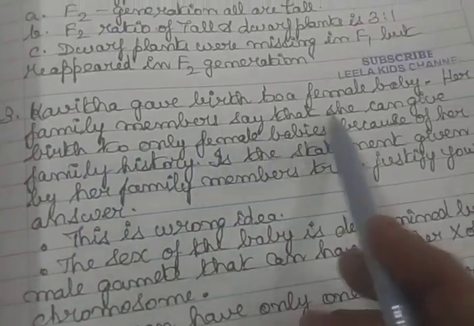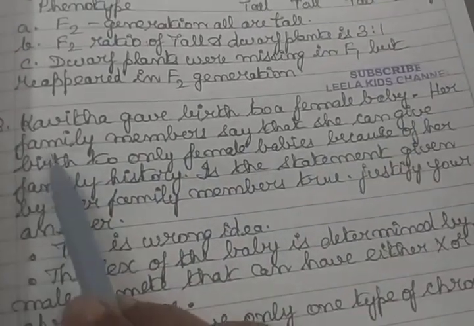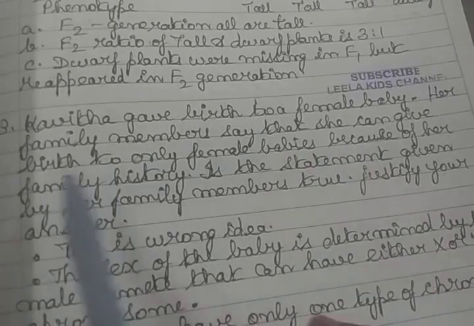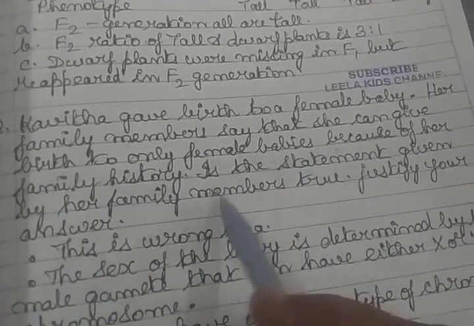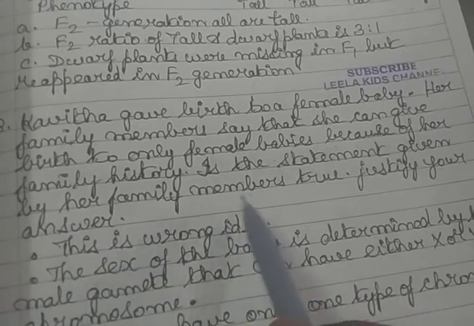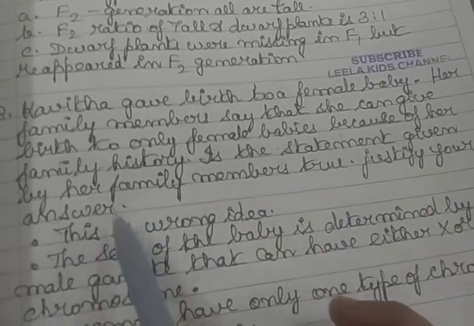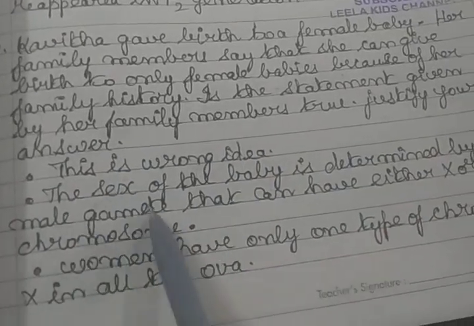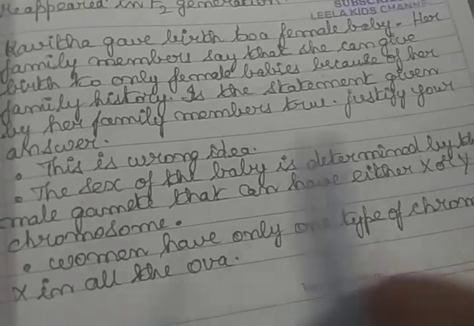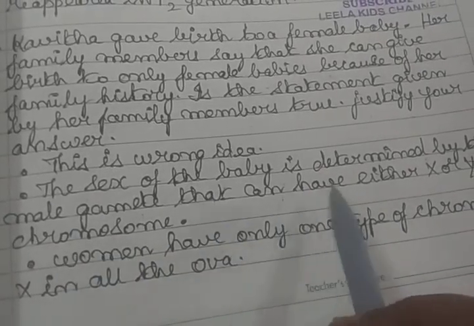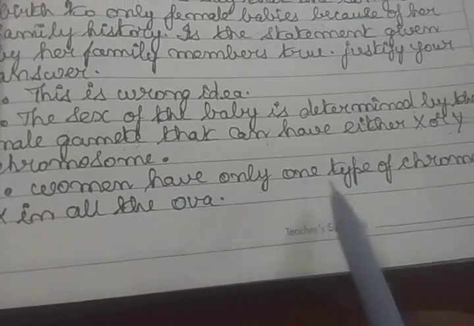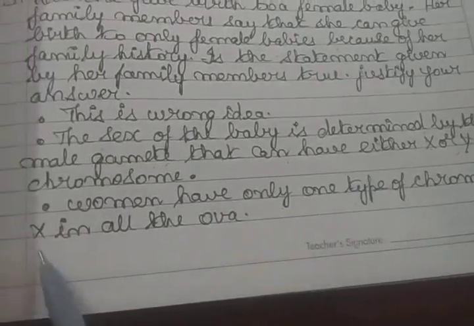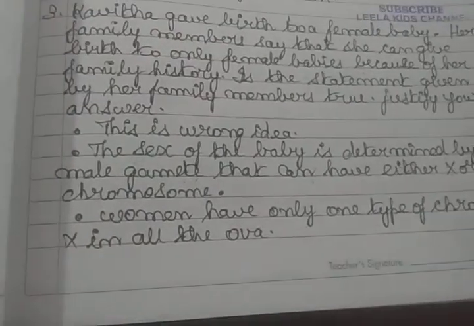Kavita gave birth to a female baby. Her family members say that she can give birth to only female babies because of her family history. Is the statement given by her family members true? Justify your answer. This is a wrong idea. The sex of the baby is determined by the male gamete that can have either X or Y chromosome. Women have only one type of chromosome, X, in all the ova.